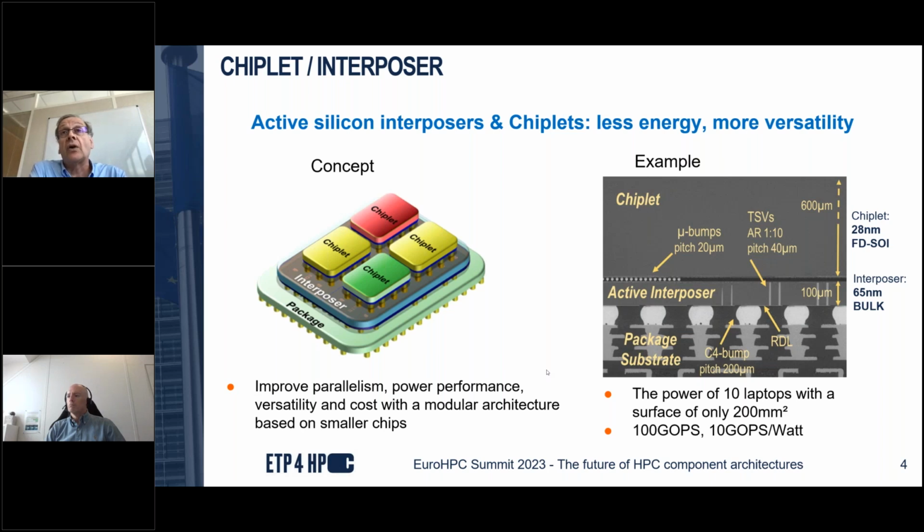And the interposer could be also active, meaning that as it's based on silicon, you could have a transistor that could make functionalities like routing or for power consumption. So you could see on the right of the picture an example of this chiplet on an active interposer. So you see the dimensions are very small, in the size of hundreds of micrometers for the connection between the chiplet on the interposer. So that's allowed to have a very dense and very powerful architecture, hundreds of GOPS in a very small area.